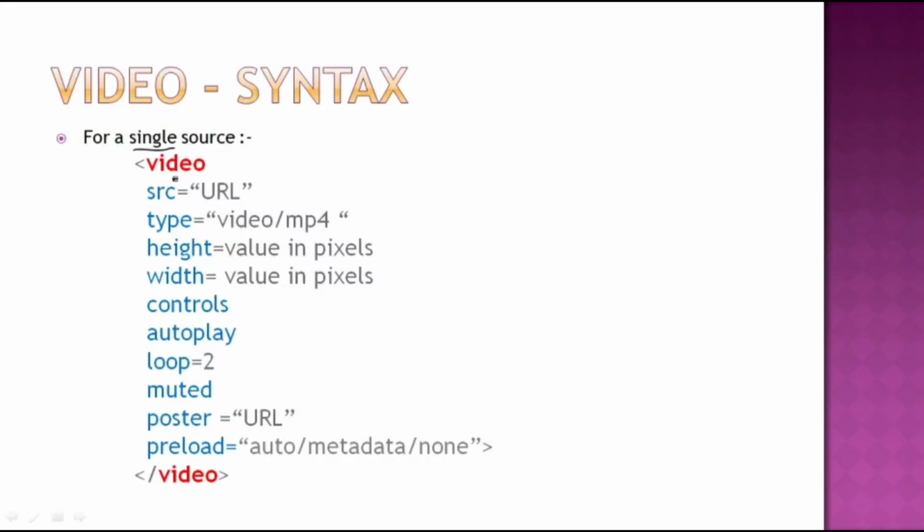Here the syntax begins with the video tag and then these are the attributes. The src attribute has the value of the URL, that is, the location where the video file is kept in the PC. The second is the type, what type of file it is. In this case, it is going to be a video file with the file type either MP4, OGG or WebM.